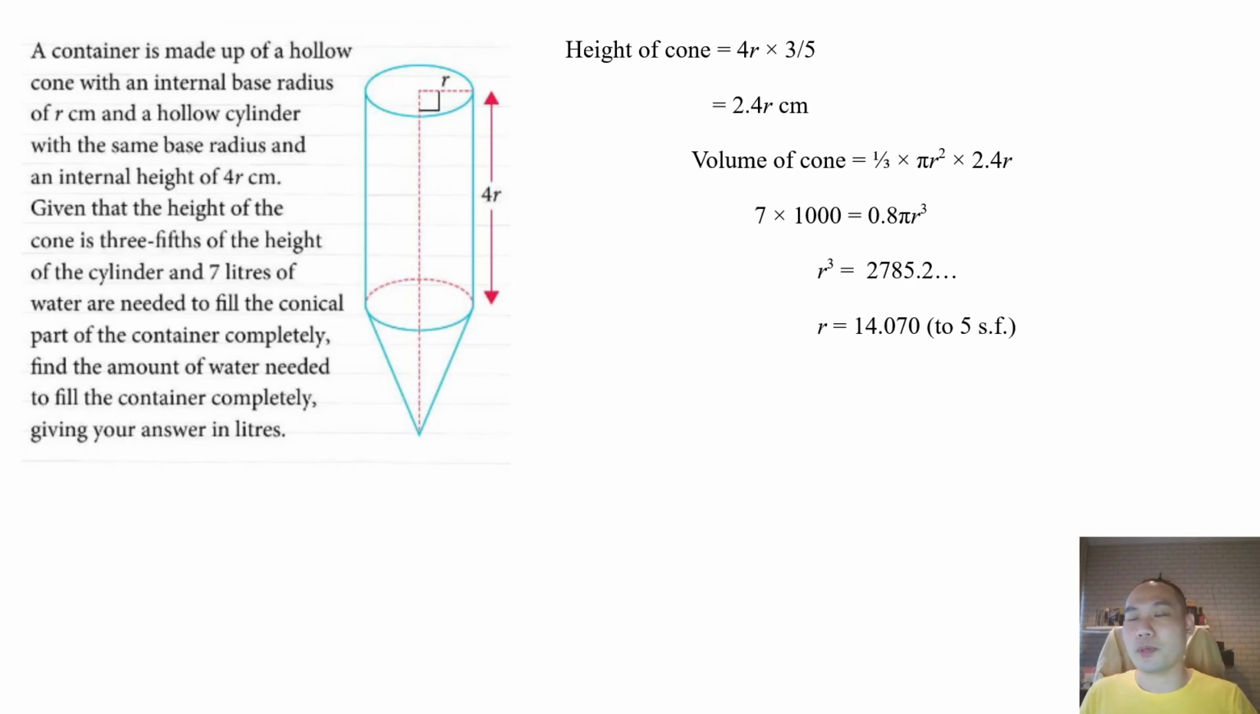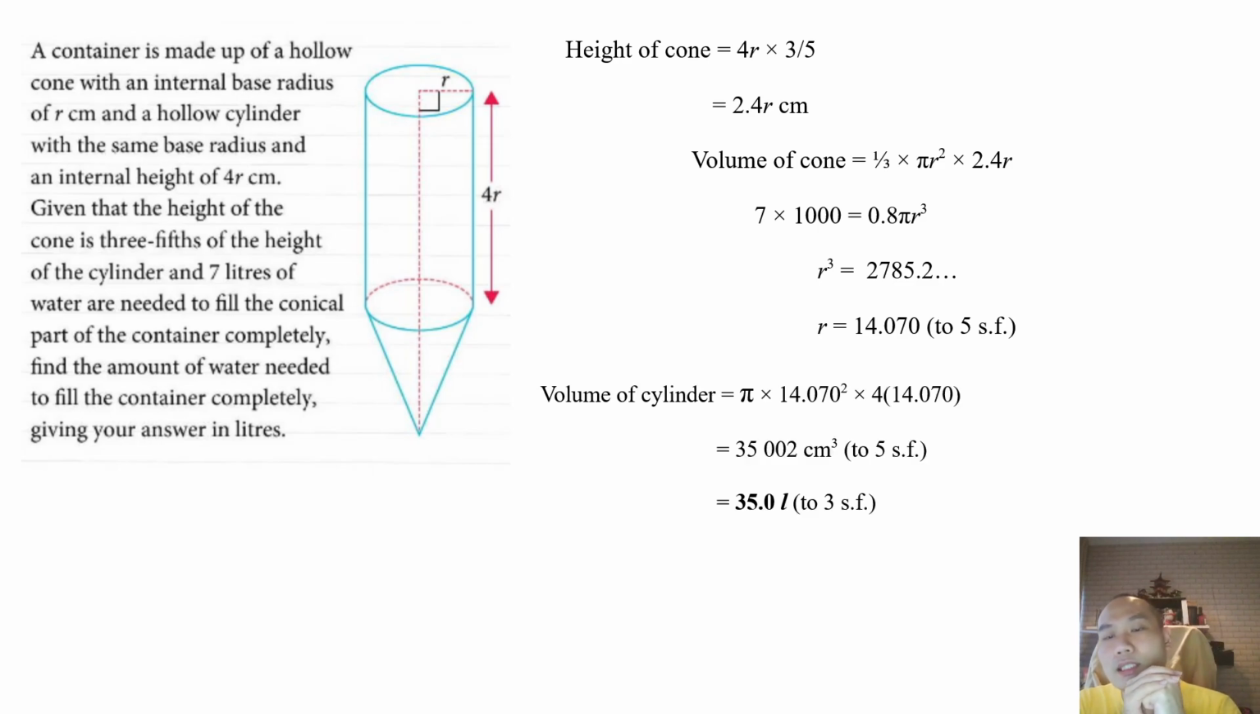So we found our r in this manner just because of the comparison they give us, whether they give us a comparison of the height or of the volume or whatever. Using that information, we do some equating and we manage to find the radius. Now that we have the radius, we can find the actual volume. There are two parts here. The volume of the cone, we already know, is 7 liters. So let's find the volume of the cylinder. The volume of the cylinder is pi r squared times height, which is pi r squared times 4r.